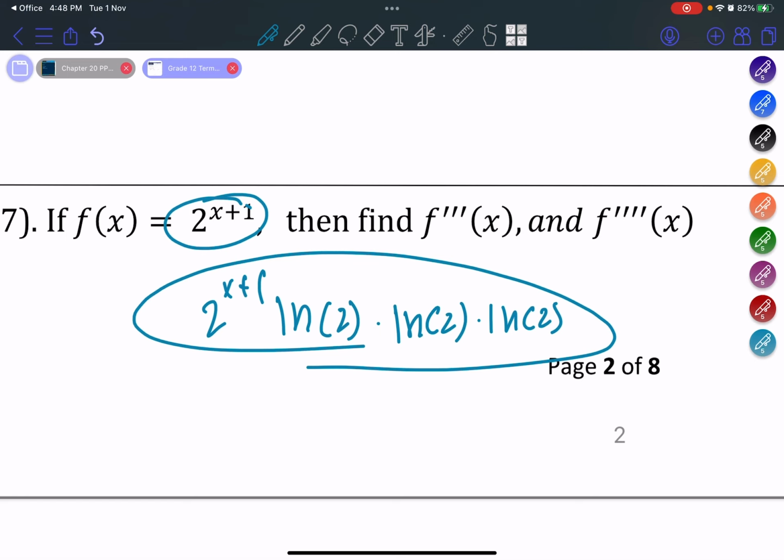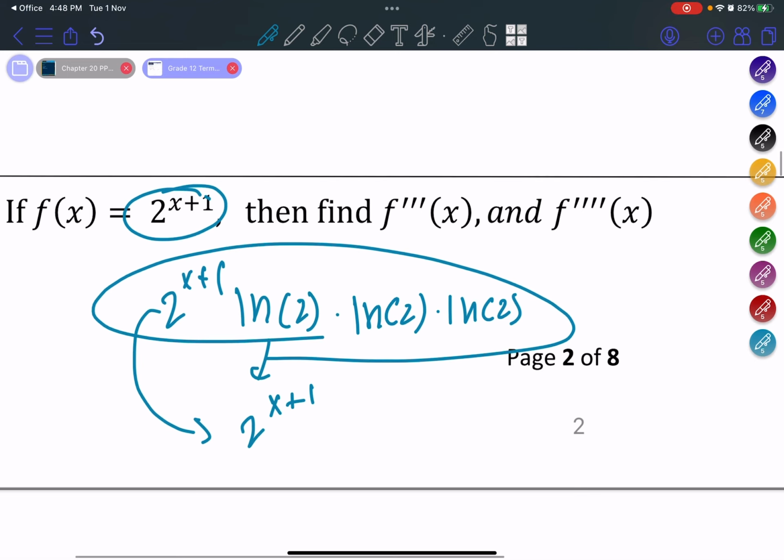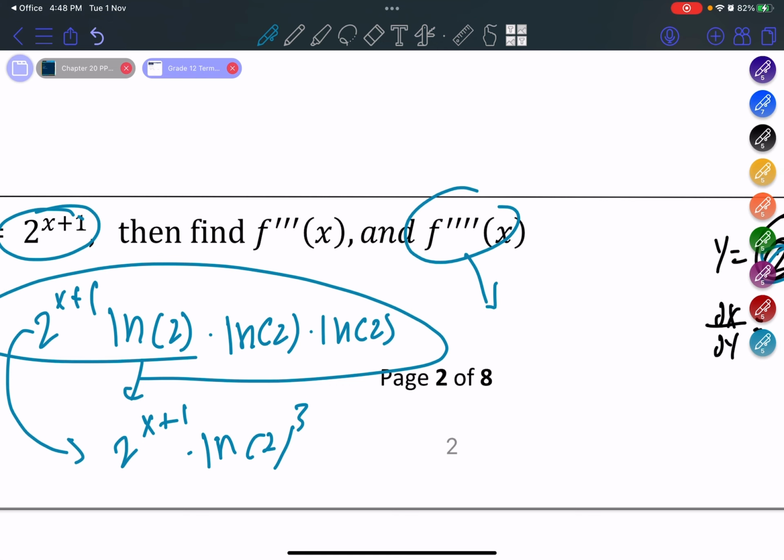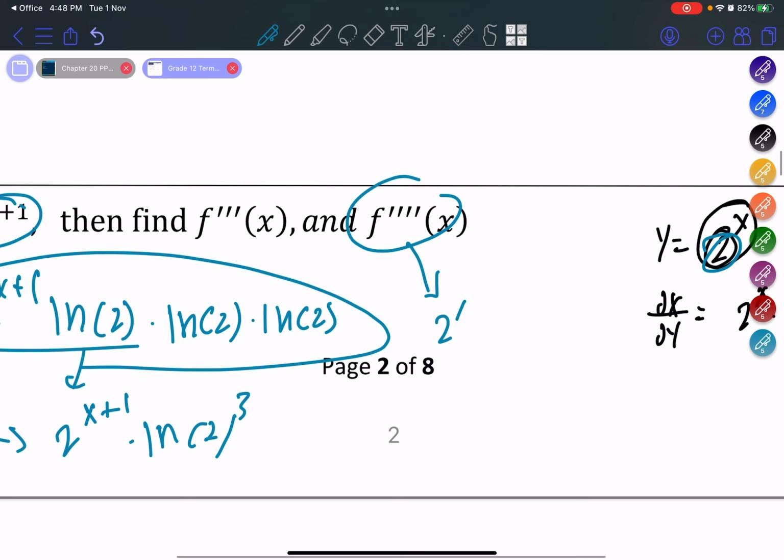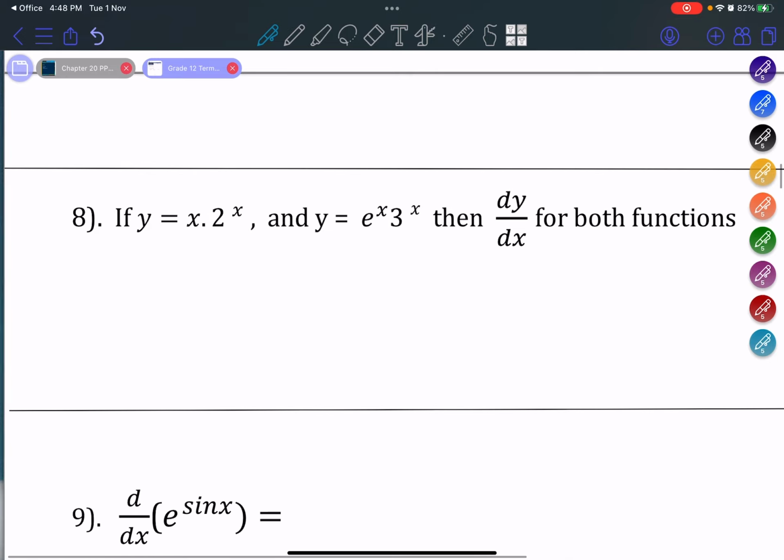This we can simplify into 2 power x plus 1 times ln 2 cubed. Here we'll do the same thing. It becomes 2 power x plus 1 times ln 2 four times, which is basically ln 2 to the power of 4. Moving to question number 8.